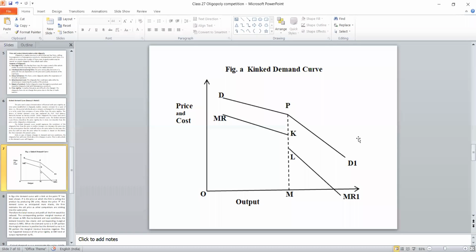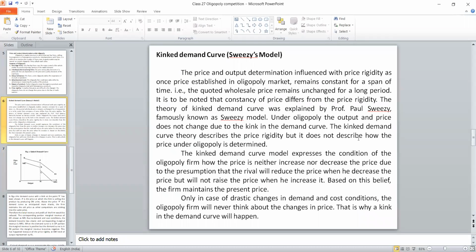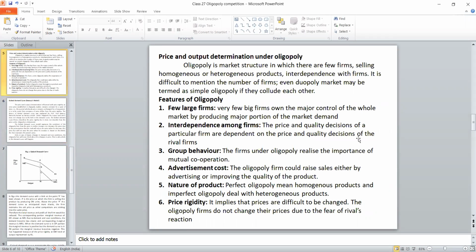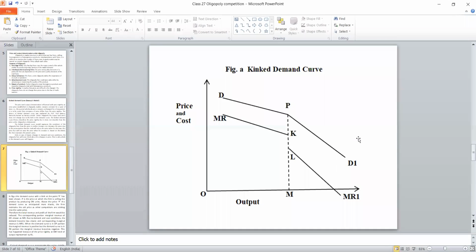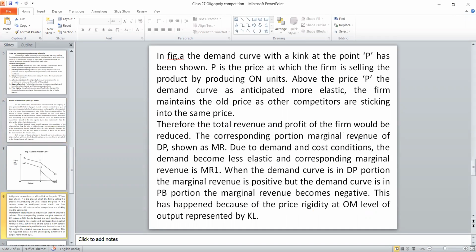This is a confirmed question. Who has given this? Professor Paul Sweezy. This is a simple oligopoly which has two different markets. The marginal revenue of these two is drawn in a particular diagram. There will be a bend in the demand curve. Due to that bend, we have a price rigidity called KL. You can see that KL. This is called the kinked demand curve.